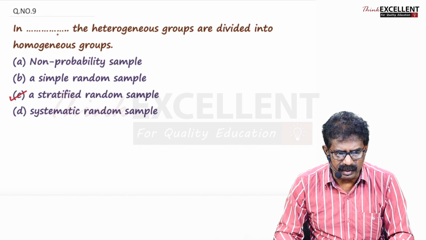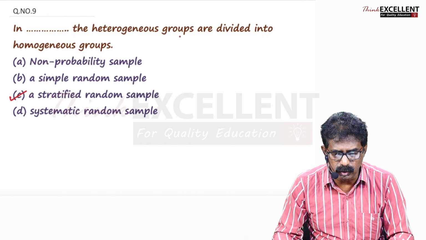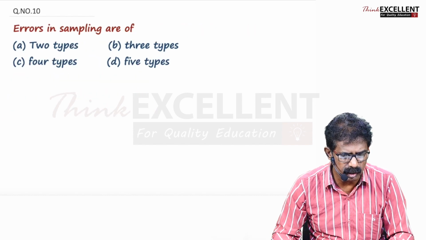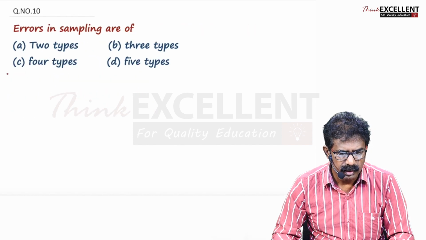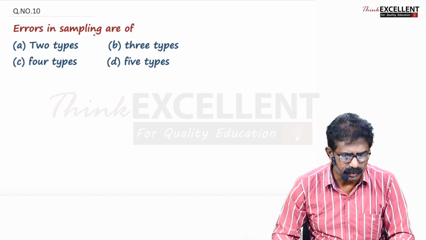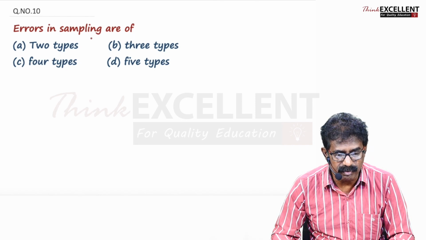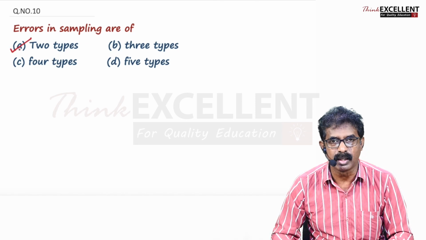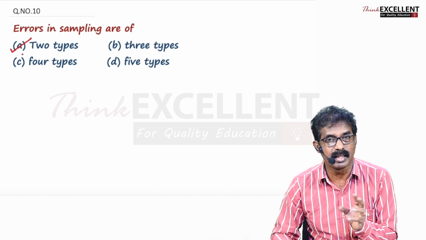In a stratified random sample, the heterogeneous groups are divided into homogeneous groups. Okay, then question number 10. Errors in sampling: there are 2 types of errors, right? So the answer is 2. And what are the 2 types of errors? Type 1 and type 2.